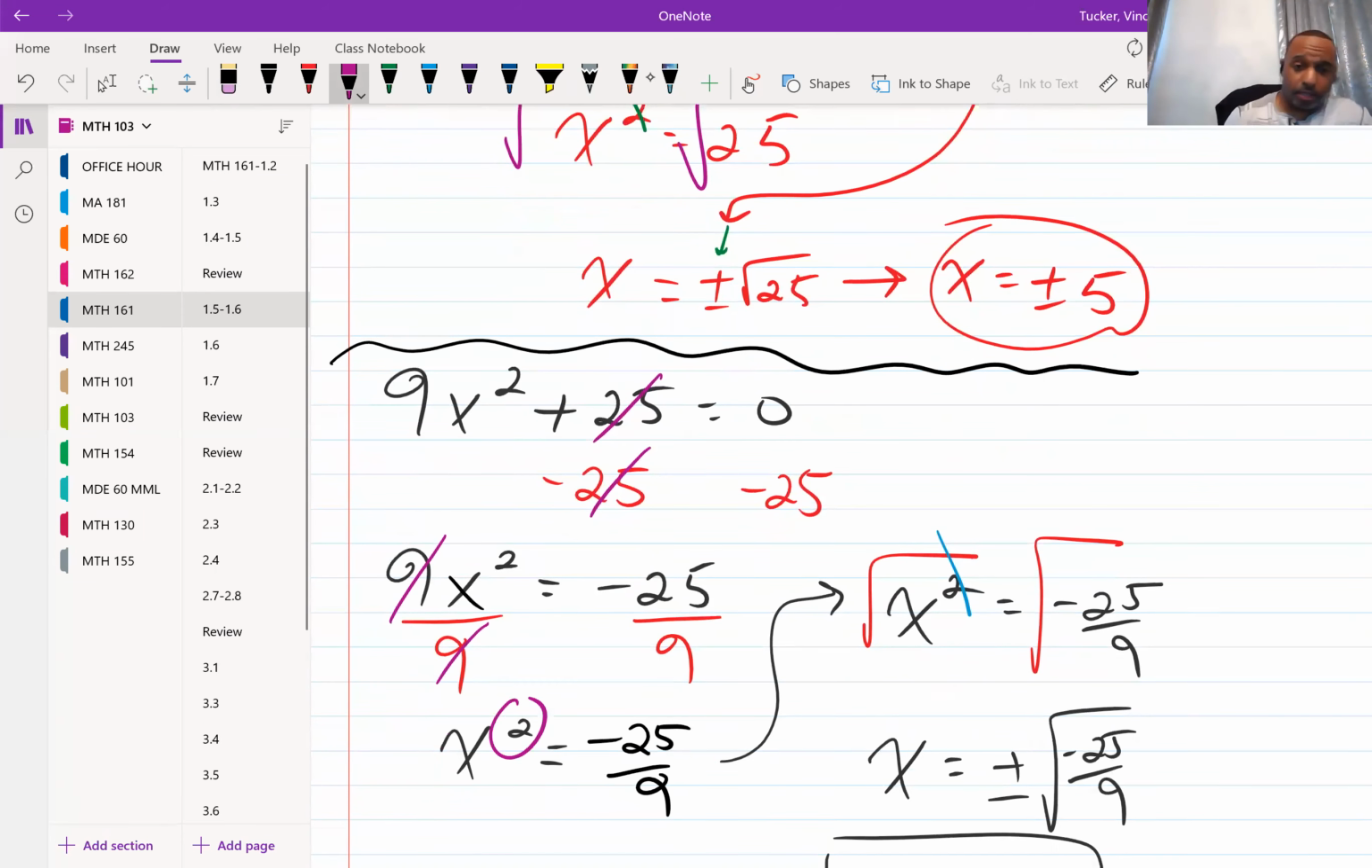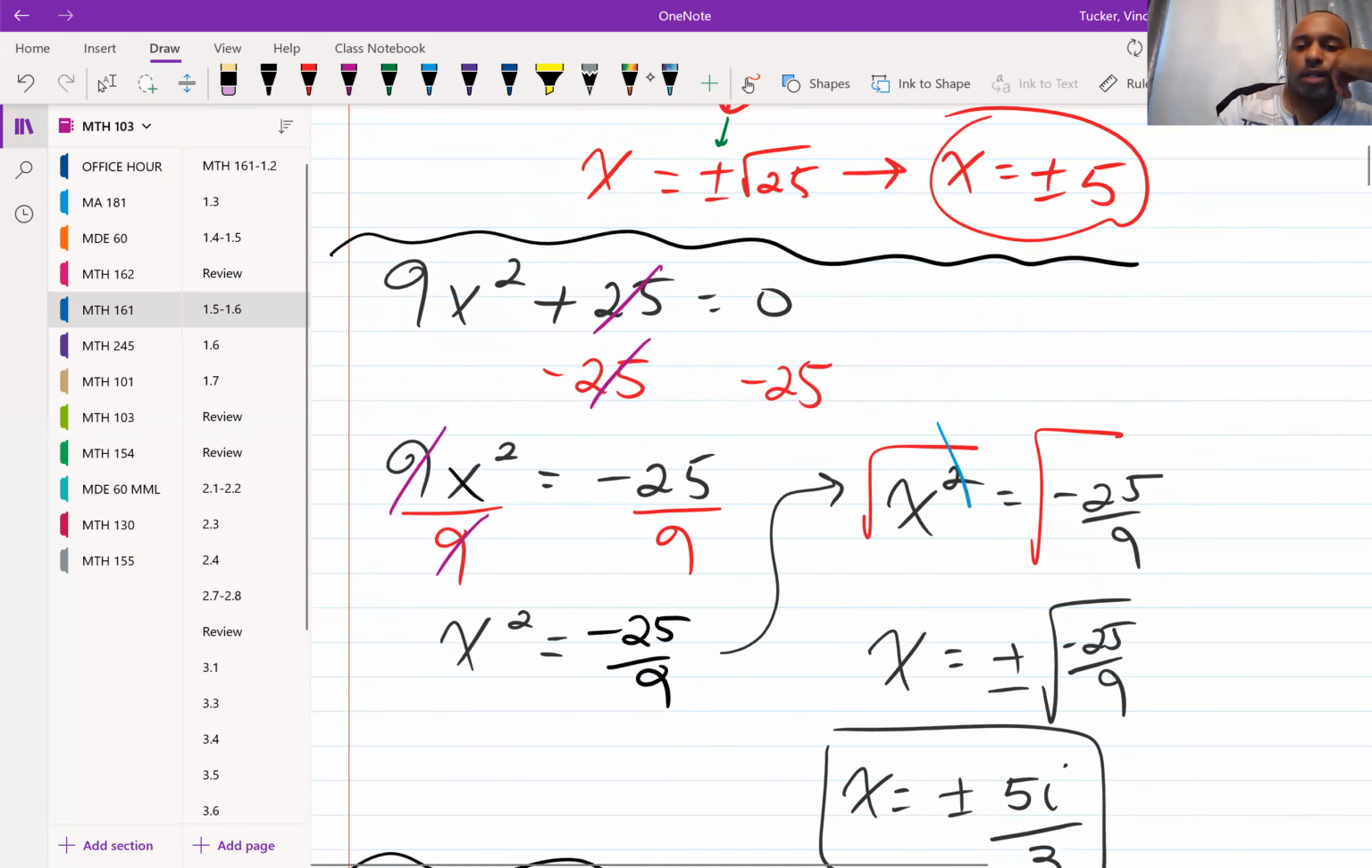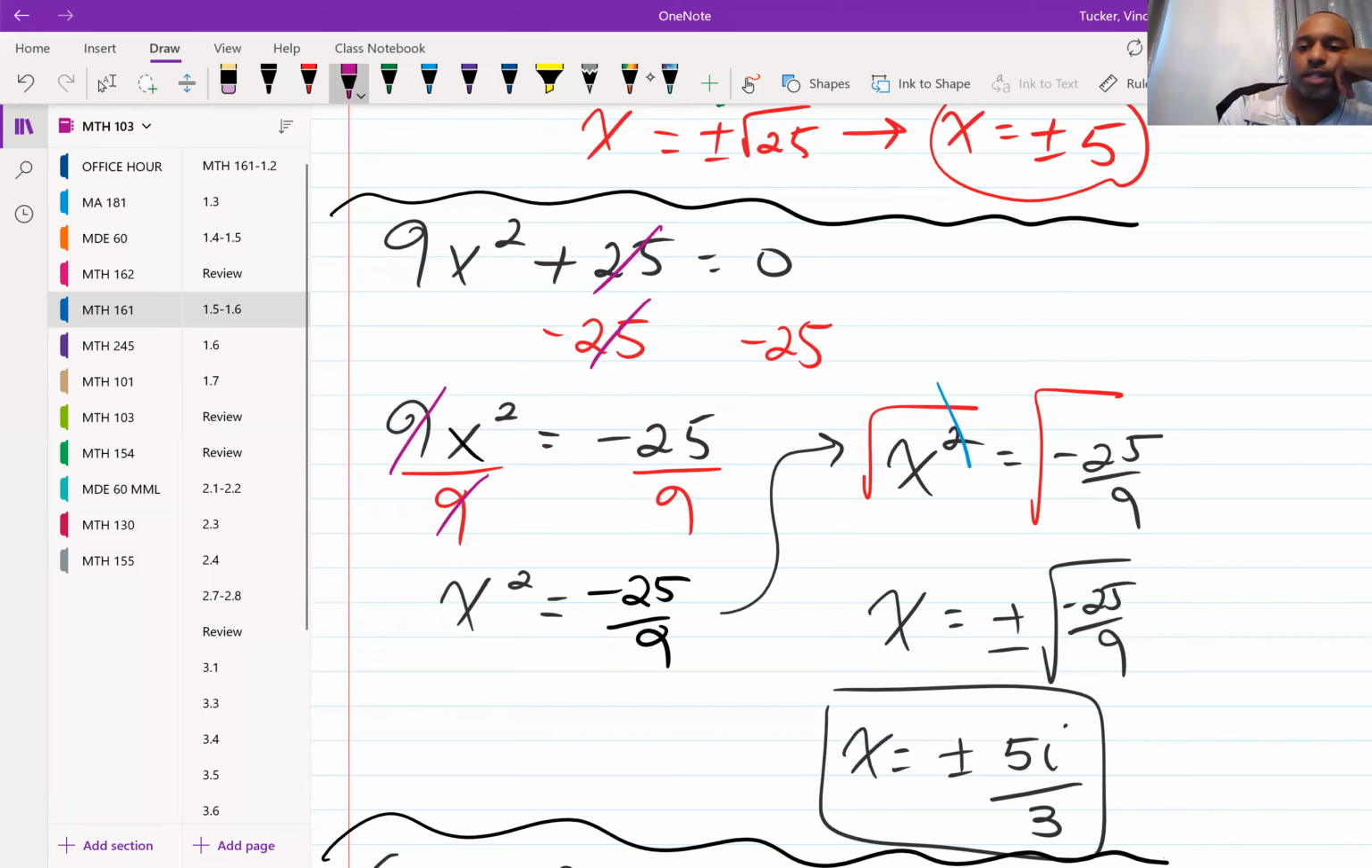Now from there, your goal is to get this square off of x. Take the square root of both sides. They cancel on the left. And then once again, just reemphasizing what has to happen: if you take the square root of both sides, plus or minus has to be involved. So now we have plus or minus square root of -25 over 9. Then we can take the square root of -25, take the square root of 9, and that's 5i over 3. So don't forget, whenever you're taking the square root of a negative, it is imaginary.